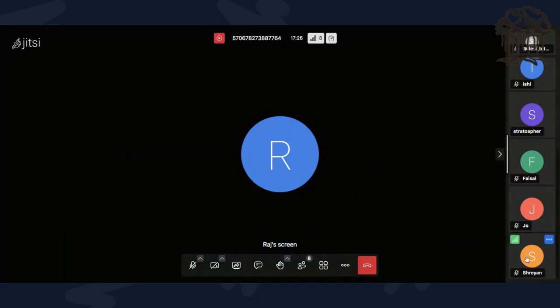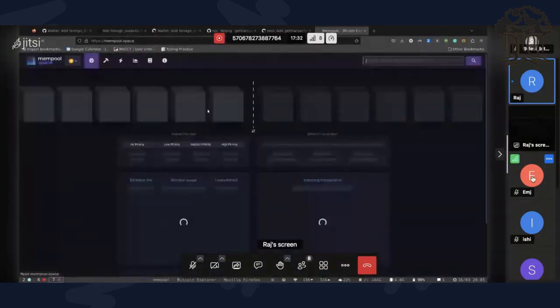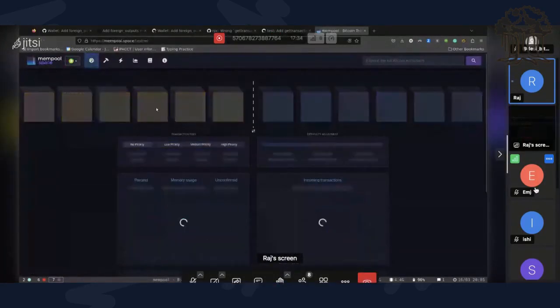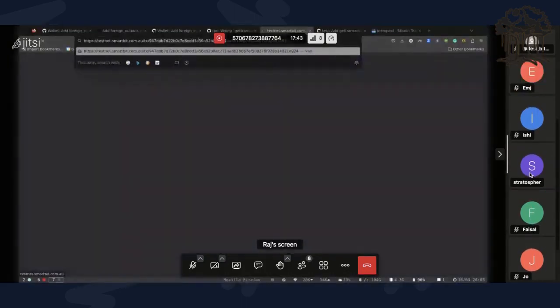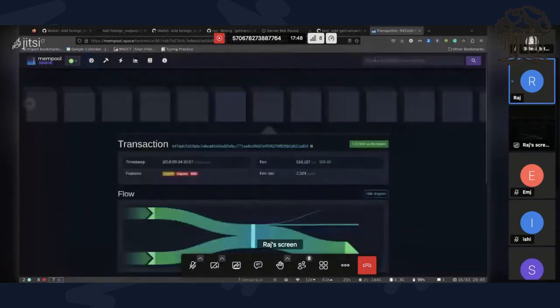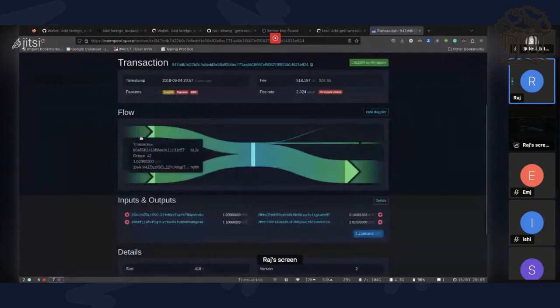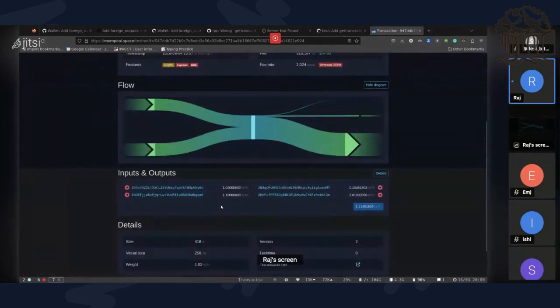Let's look into this transaction. It's possible in mempool.space, but it's on testnet, so you have to change the network to testnet and paste this transaction hash, which is over here. And this one will not work for some reason. I don't know. And if we just look into mempool.space, we see this transaction over here, right? So this is the overall transaction flow. The transaction has two inputs and two outputs. One of them is very small, one of them is very big, right? And it's probably a kind of payjoin transaction.